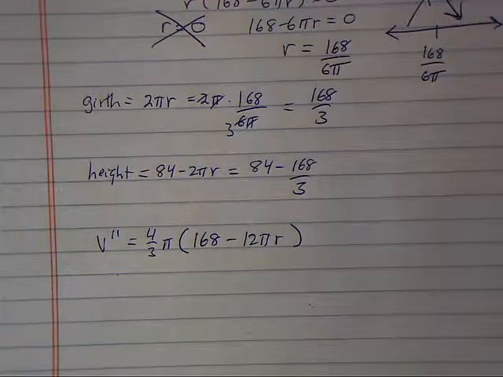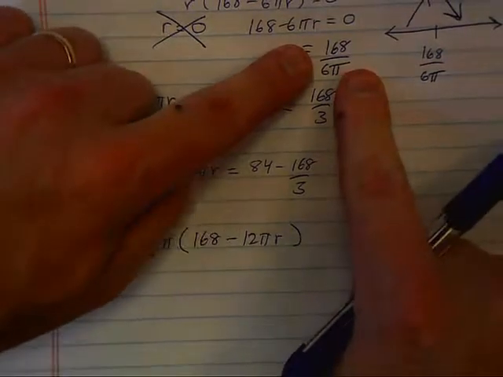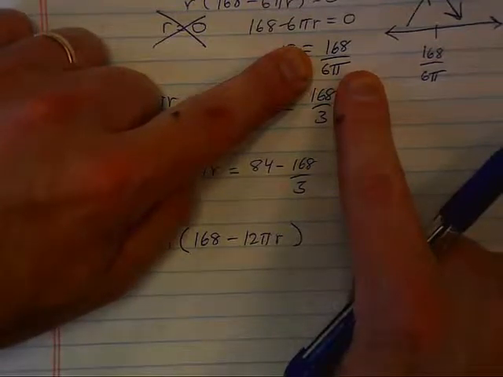And then what would I do with the second derivative? No, I would not set it equal to 0. That would tell me where the inflection points are and where it's concave up, concave down, but that's not what I'm trying to do. How does that second derivative test work? I take the second derivative, and what do I do with it? I plug in my r value. I plug in 168 over 6 pi.